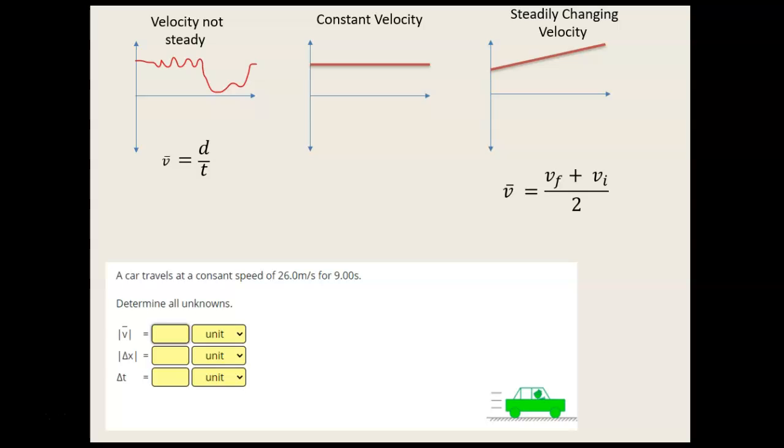All right, let's do another one. The car travels at a constant speed. Okay, again, a constant speed problem. So you should be thinking, which scenario am I dealing with here? Am I dealing with a velocity that we don't know if it's constant or not, a velocity that's constant, or a velocity that is changing in a steady fashion? So here we're in constant velocity. So they give us two things, 9 seconds and the velocity, 26 meters per second. So let's plug in those two things to begin with.